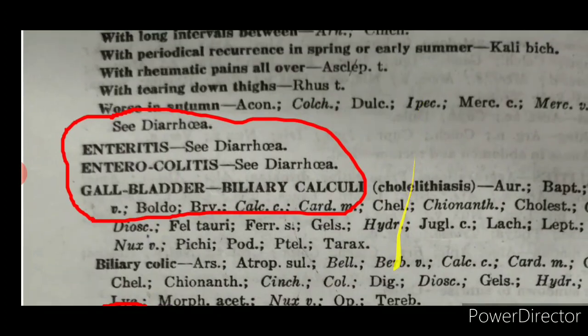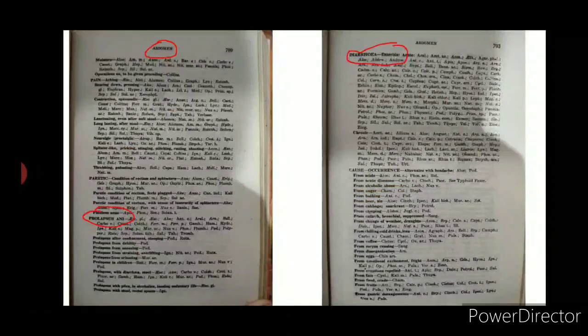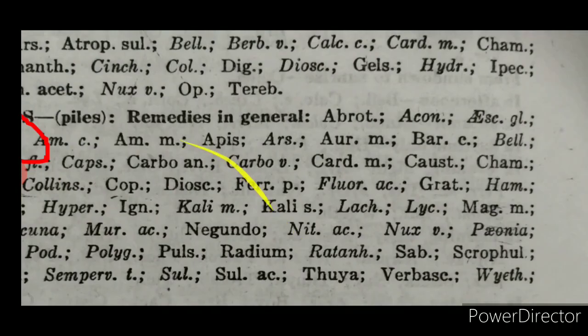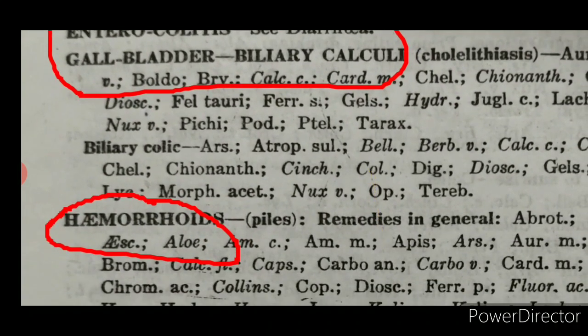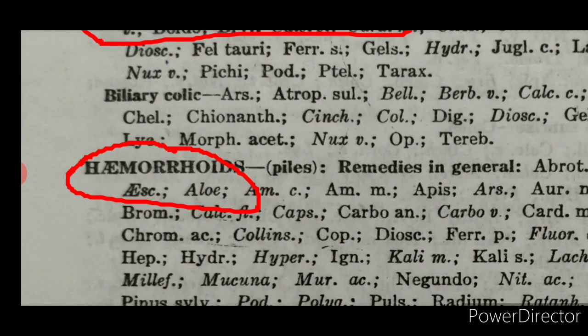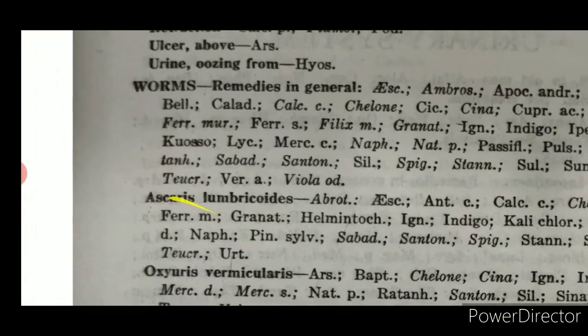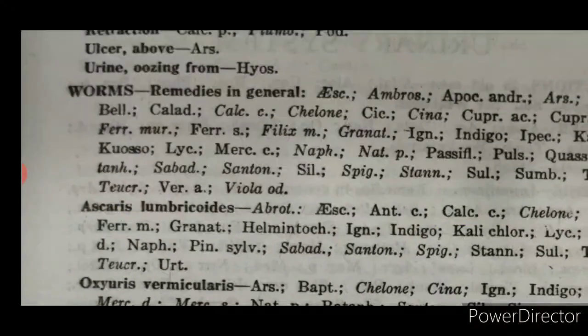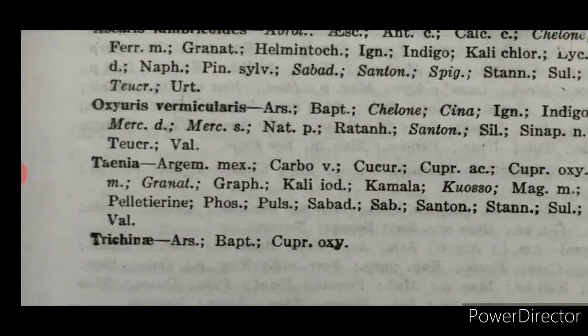So in the same chapter, abdomen, we will find the enteritis and enterocolitis terms, where you will find a cross reference of diarrhea. There is also a rubric given as gallbladder, biliary calculi. There is hemorrhoids. A separate rubric is given, piles. And the most important thing, the rubrics of worms we will also find in the chapter of abdomen, where you have different rubrics of worms like Ascaris lumbricoides, Taenia, Trichinella, etc.